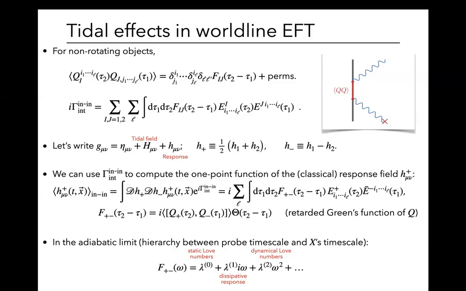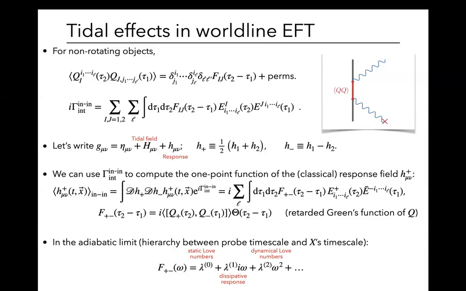And now what we want to do is, we are in the EFT. I want to find the response if I perturb the system with an external tidal field. So I will be expanding the metric as Minkowski plus some tidal field plus some response, okay? I will be working in the Schwinger-Keldysh basis, in the Keldysh basis, okay? This is h plus and h minus. And now I can use this gamma in-in to compute the one-point function, okay, for the response.